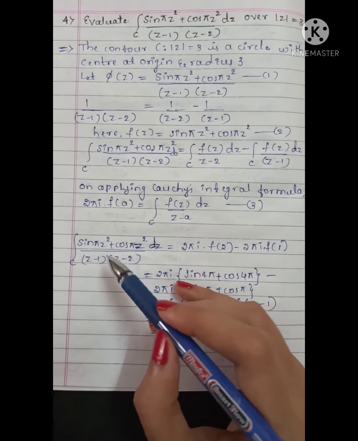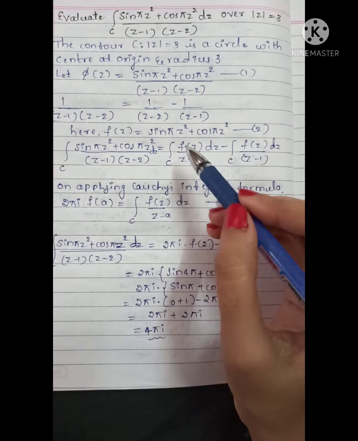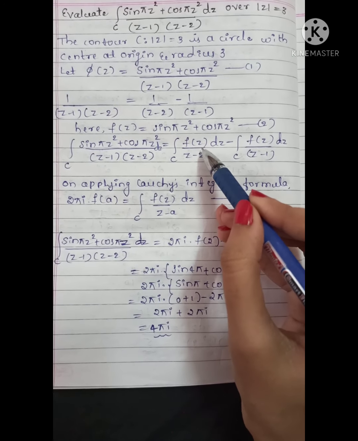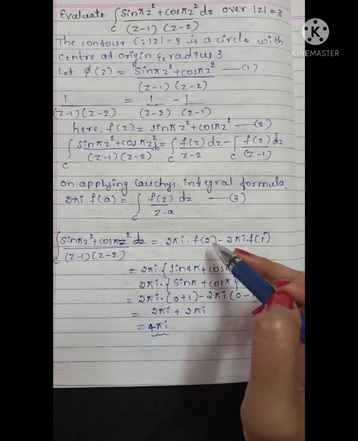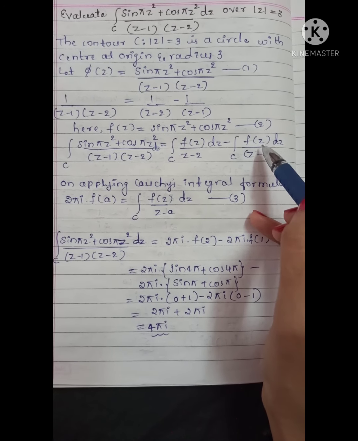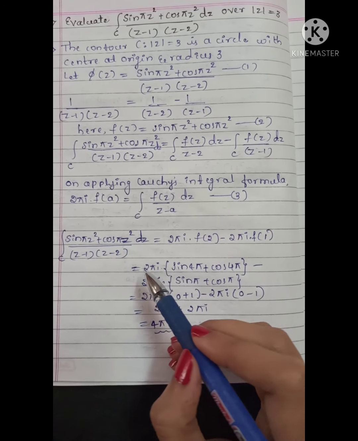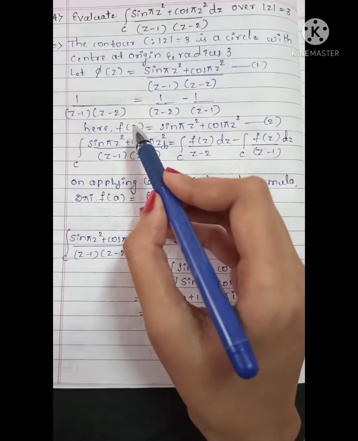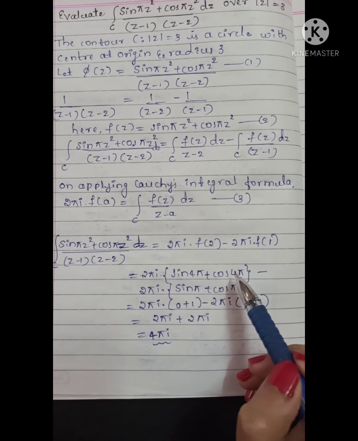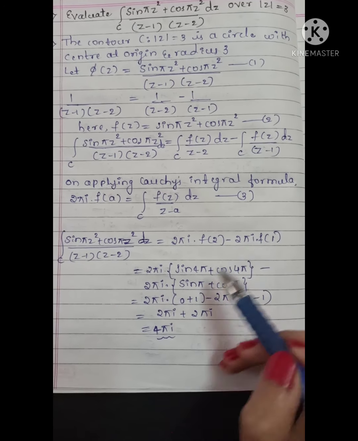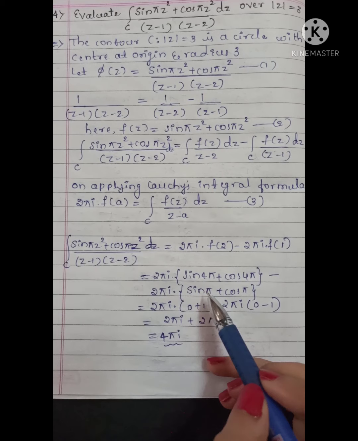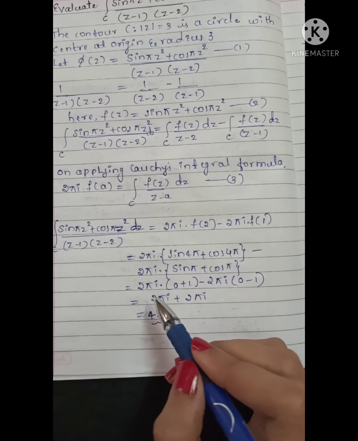The left hand side is the given integral, whose value is 2πi f(2) minus 2πi f(1), since for the second integral the value of a is 1. That equals 2πi times, replacing z by 2 in equation number 2, (sin 4π + cos 4π), minus 2πi times, replacing z by 1 in equation number 2, (sin π + cos π).